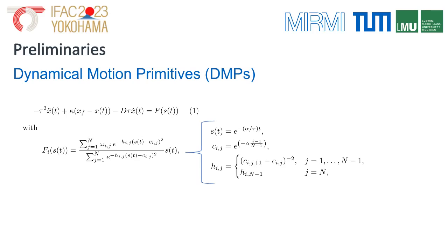To achieve this, we measure the states and the time derivatives of the states of the demonstrated trajectory to learn the forcing function f. More precisely, we solve the optimization problem in equation 2 to obtain the weights omega that define each component of the forcing function. For more details, the viewer is referred to the paper and the references therein.